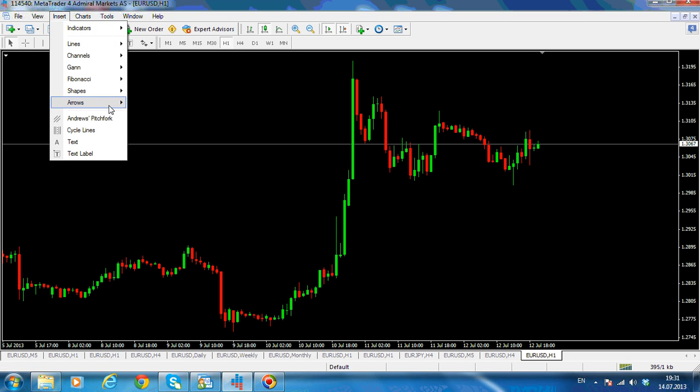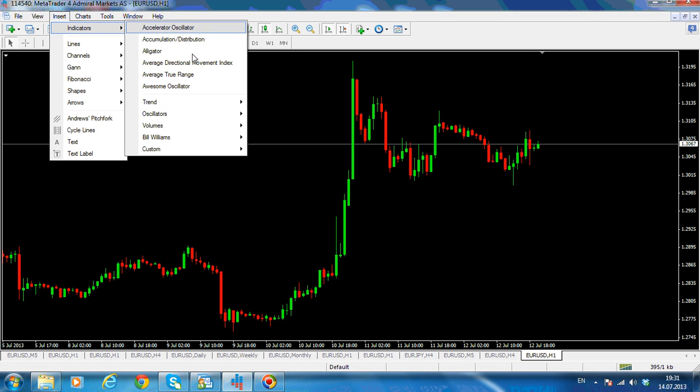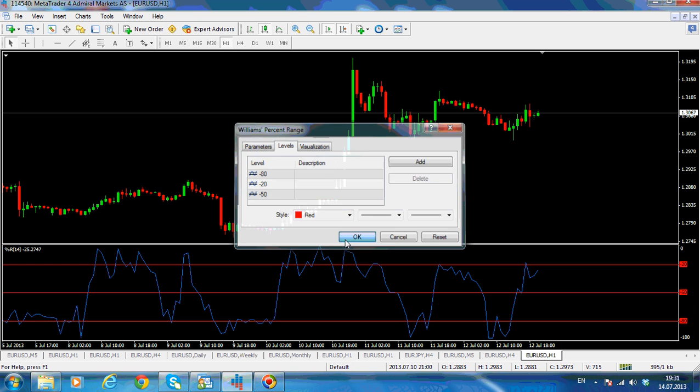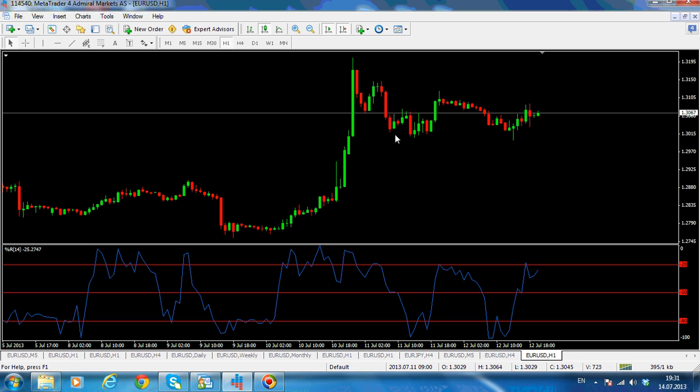So on the 1-hour chart, with our template, we'll take the Williams. Insert indicators, oscillators, Williams percent range, put it here, and as you can see on the 1-hour chart, you can play with the same strategy. Keep in mind that when you trade binary options, you are trading on a short to very short term.